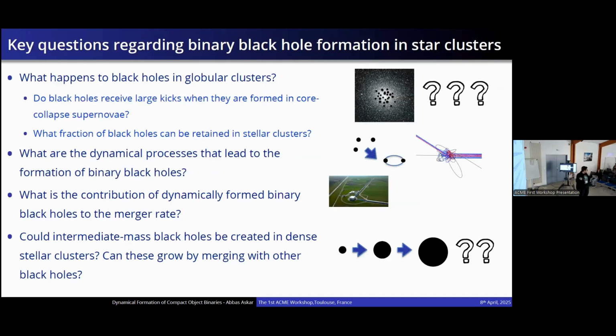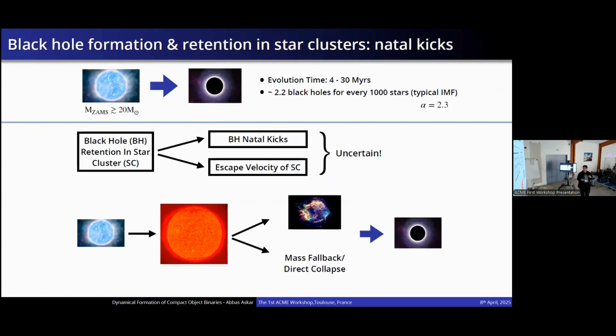And based on these simulations, I'll be trying to answer some of these questions here. One of the key questions is, what happens to black holes in globular clusters? Do they receive large kicks when they're formed, and what fraction can be retained? Then what are the dynamical processes that actually lead to the formation of binary black holes that we are detecting with ground-based detectors? And what is their contribution to the merger rate? And lastly, could intermediate mass black holes from a few hundred solar masses to up to a few thousand solar masses form in these dense environments?